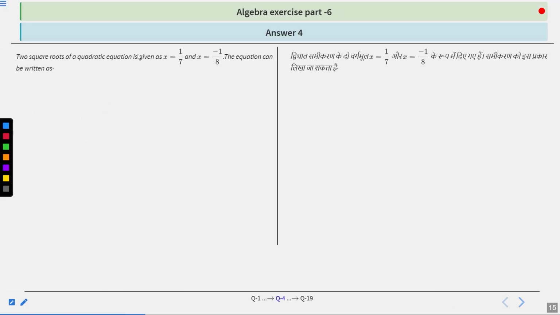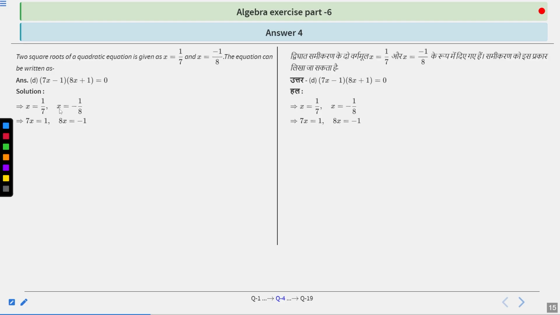Now, two roots were given, and we have to find how we can write the equation. The answer to this question is option number D, (7x − 1)(8x + 1) = 0. Now, look at the solution of this question. We have two roots, x = 1/7 and the other one was x = −1/8. So if x = 1/7, then 7x is equal to 1. And if x = −1/8, that means 8 into x is equal to −1.